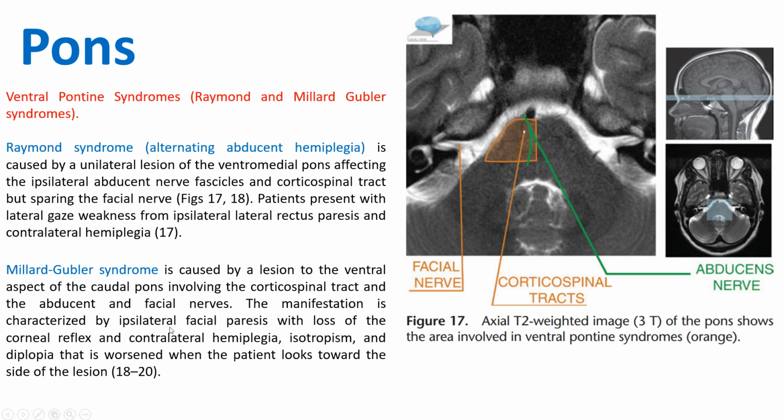The manifestations also include ipsilateral facial paresis with loss of corneal reflex, contralateral hemiplegia, esotropia, and diplopia that is worsened when the patient looks towards the side of the lesion because he has a paralyzed abducent nerve. If he looks to the side of the lesion, he will exaggerate the squint, or exaggerate the diplopia, with more manifestation of the eye movement abnormality.